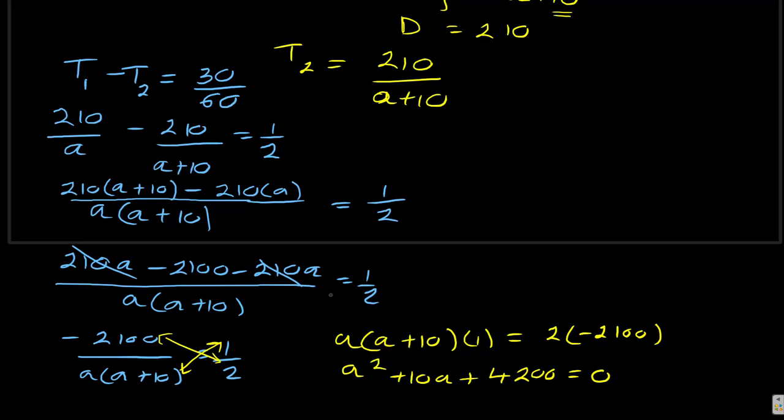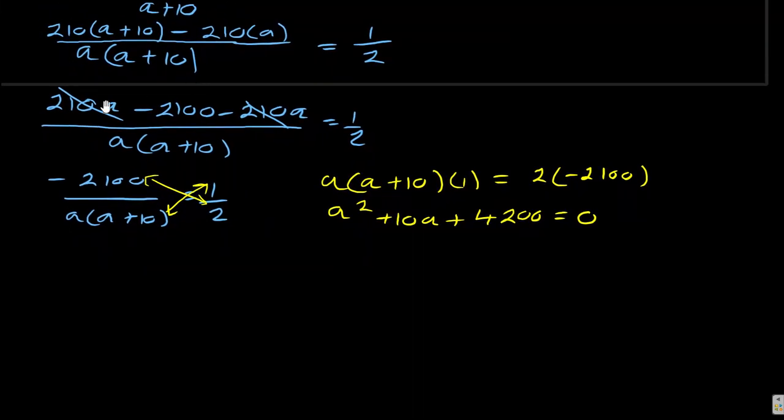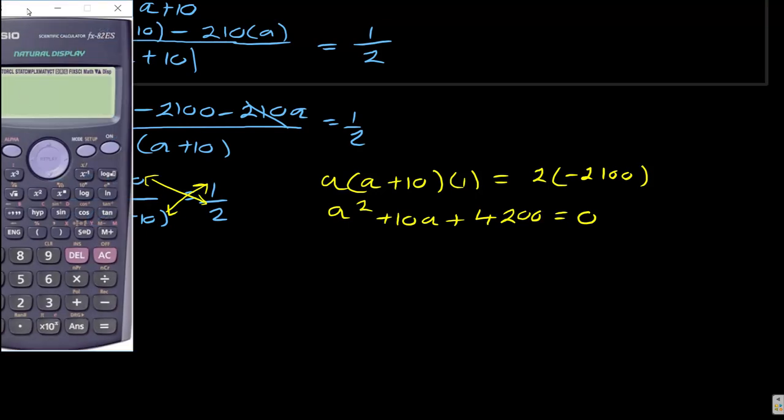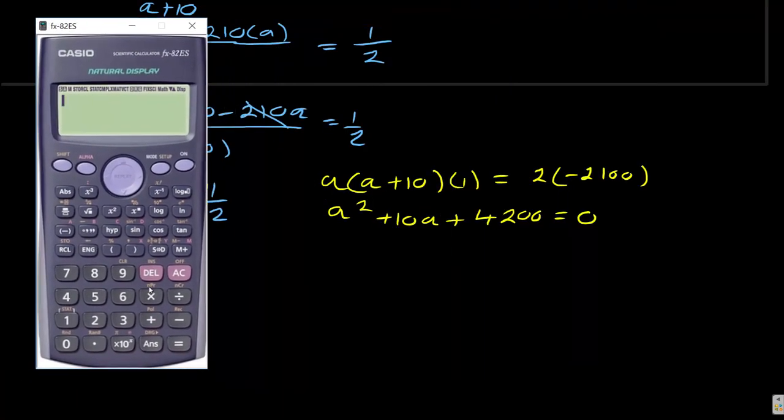So the next thing that I need to do is solve this particular quadratic equation, in which case it will be minus b, minus 10 plus the square root of 10 squared minus 4 into 1 into 4200.